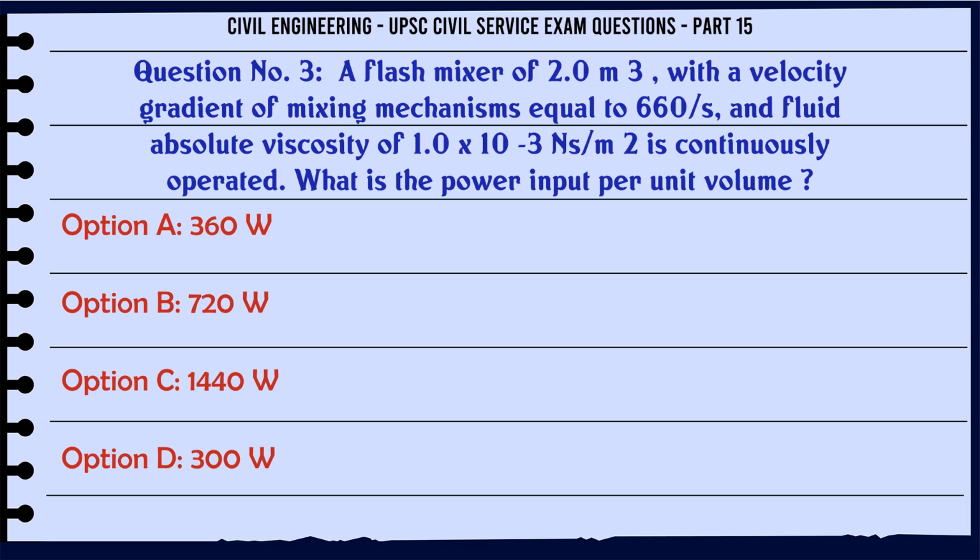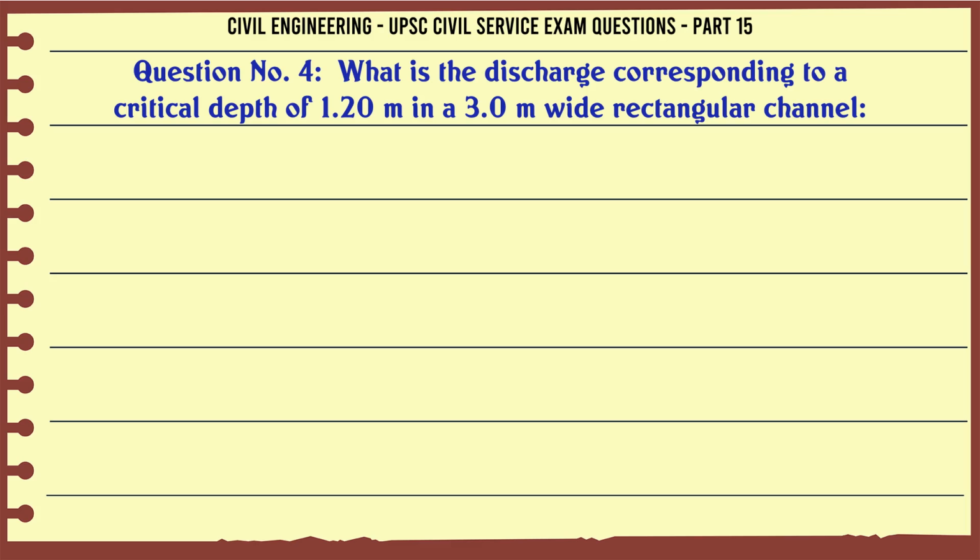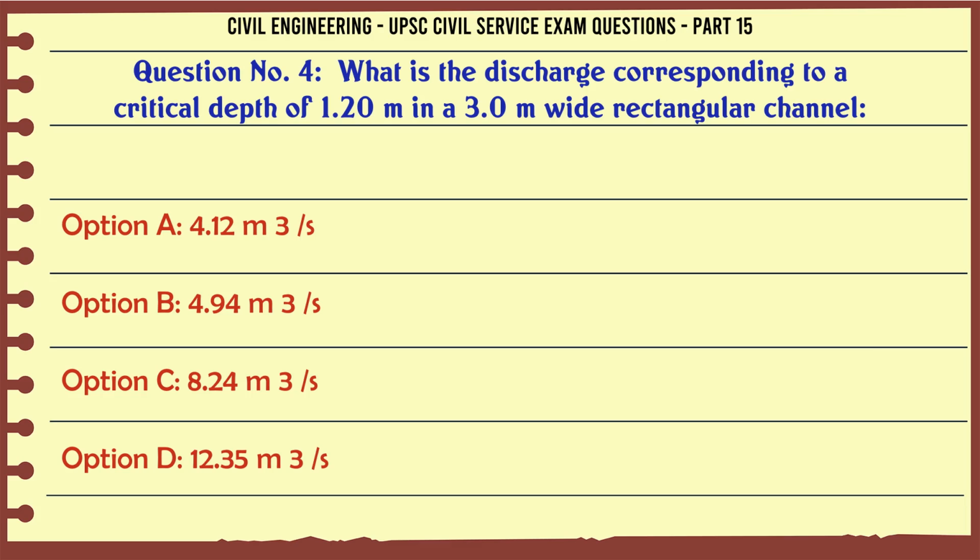A flash mixer of 2.0 m3 with a velocity gradient of mixing mechanism equal to 660 s^-1 and fluid absolute viscosity of 1.0 x 10^-3 N·s/m2 is continuously operated. What is the power input per unit volume? A. 360 watts. B. 720 watts. C. 1440 watts. D. 300 watts. The correct answer is 720 watts.